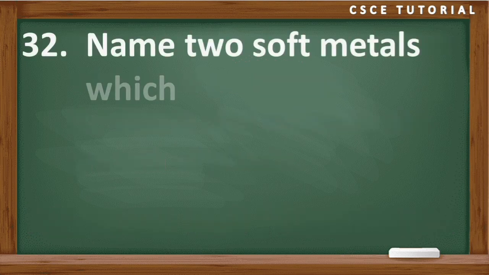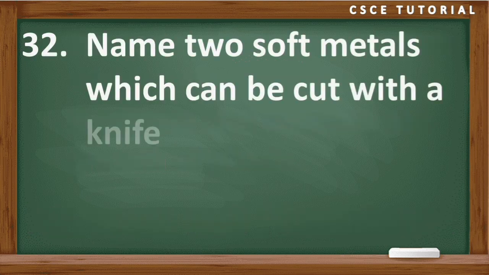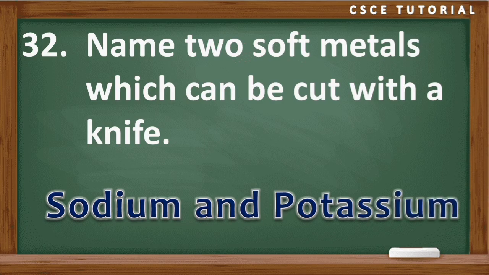32. Name two soft metals which can be cut with a knife. दो सॉफ्ट मेटल्स के नाम बताने हैं जिनको नाइफ से कट कर सकते हैं. Its answer is sodium and potassium. These are the two soft metals which can be cut with a knife.